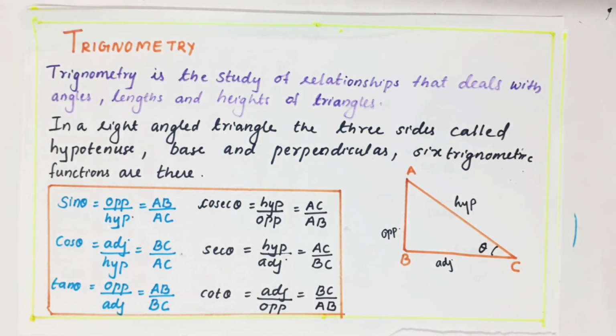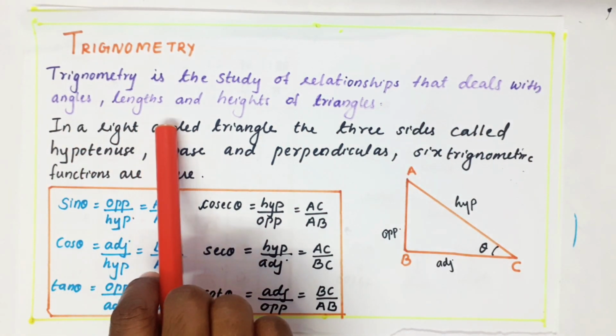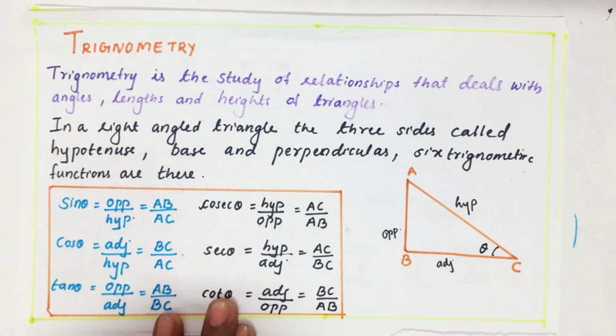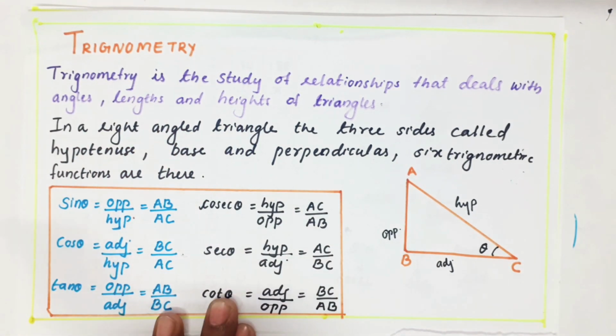I'm going to discuss a very important branch of mathematics, trigonometry. Trigonometry has a lot of application in physics also. So I'm discussing trigonometry. Trigonometry is the study of relationships that deal with angles, length and height of triangles. So we are taking the relation between angle, length and height.